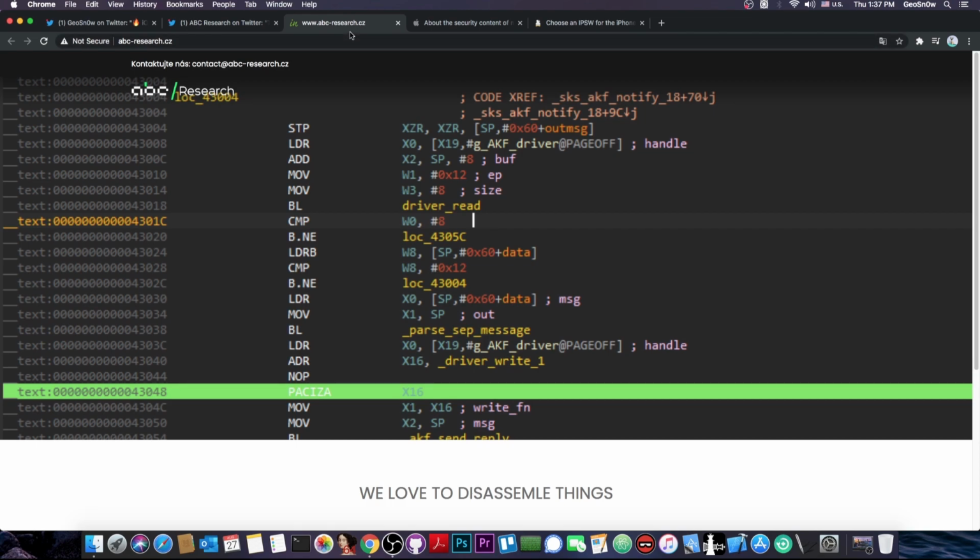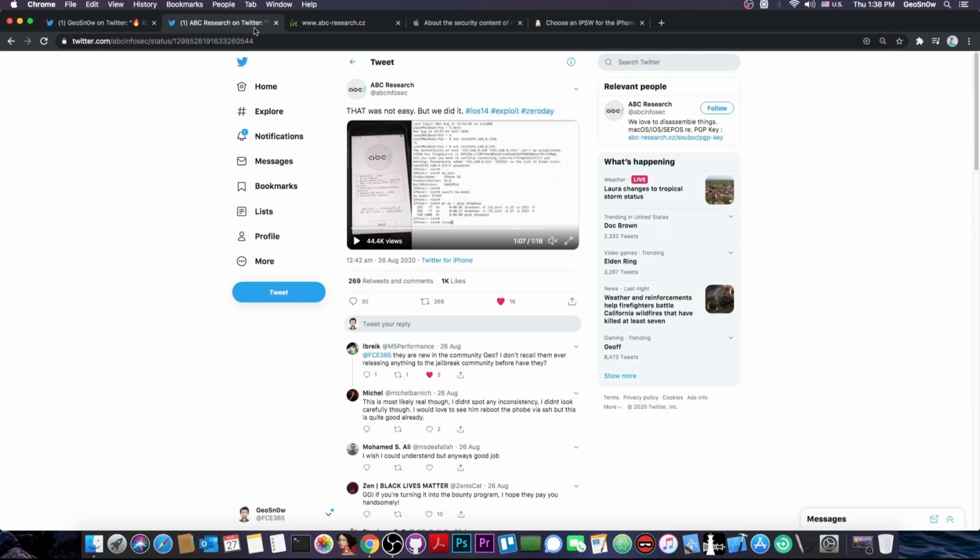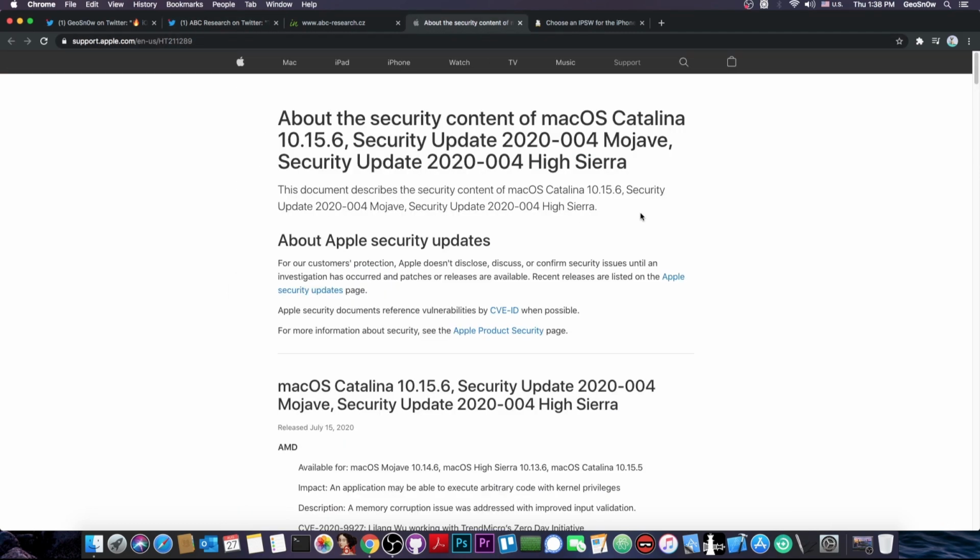So who are these guys? Well, ABC Research, they do have a website in here, abcresearch.cz, and what they do is disassemble things. Apparently that's all they do. They seem to be a company focused on reverse engineering and finding bugs and stuff like that. Now, I was pretty skeptical initially about this since I never heard of them before. I still don't know who they are or what they really do, but they are indeed credited by Apple in their security content in here.